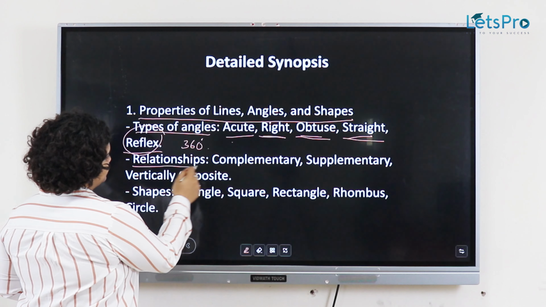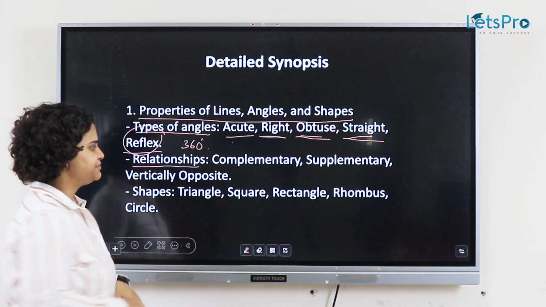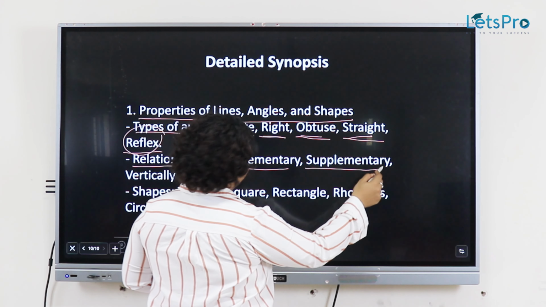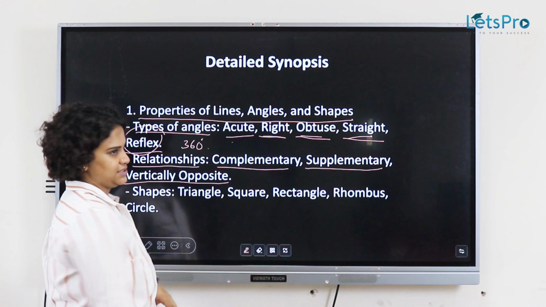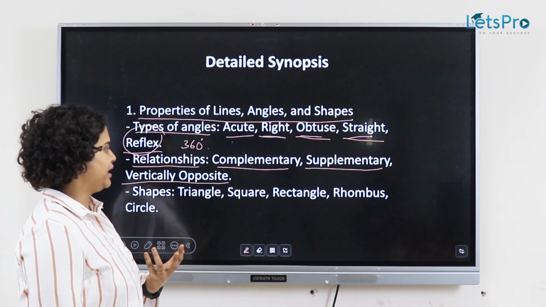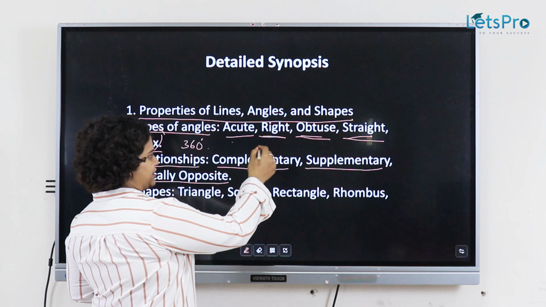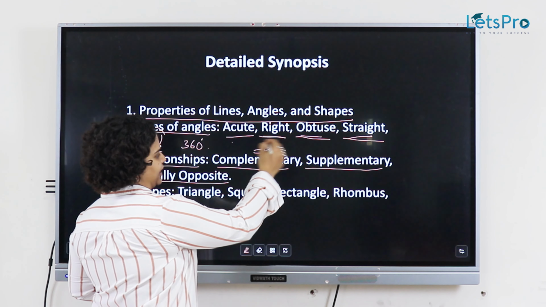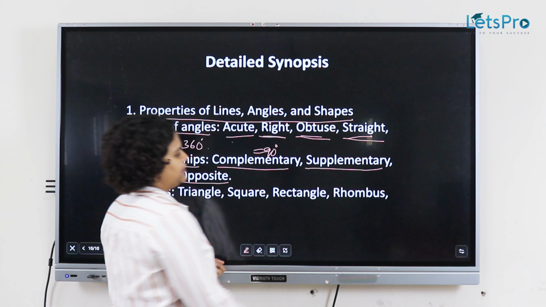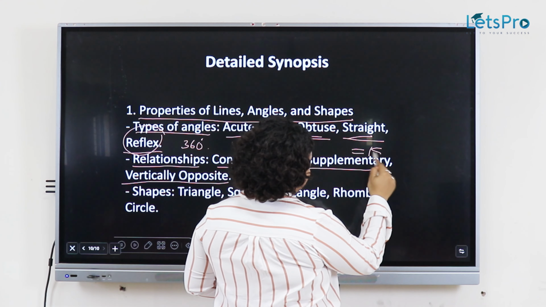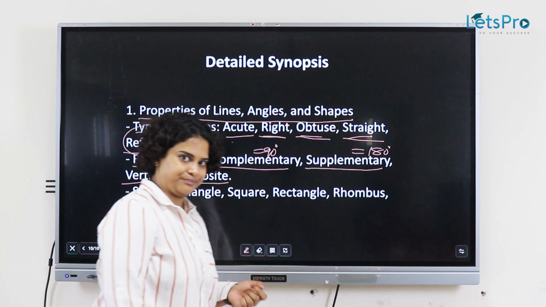Okay. Next, we learn about the relationships. There is complementary, supplementary, vertically opposite. What is complementary, right? Two or more angles can be complementary. They complement each other when they add up to 90 degrees, right? Supplementary is similar. It is equal to 180 degrees, right?